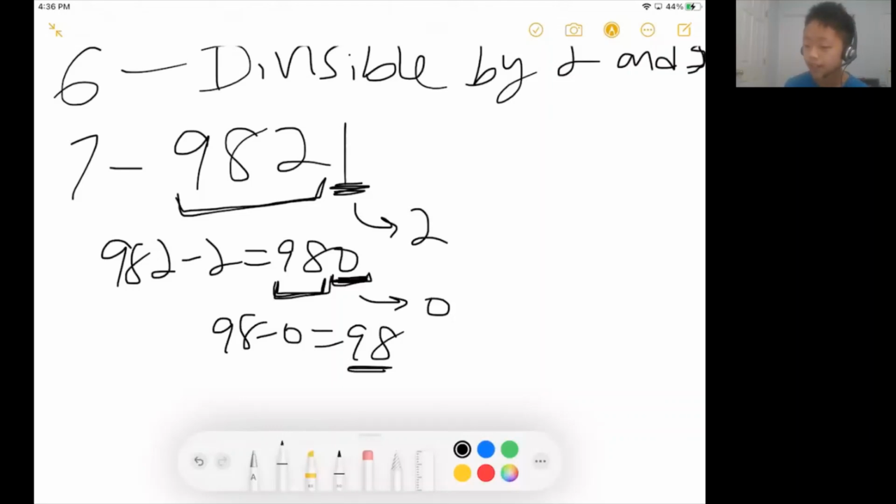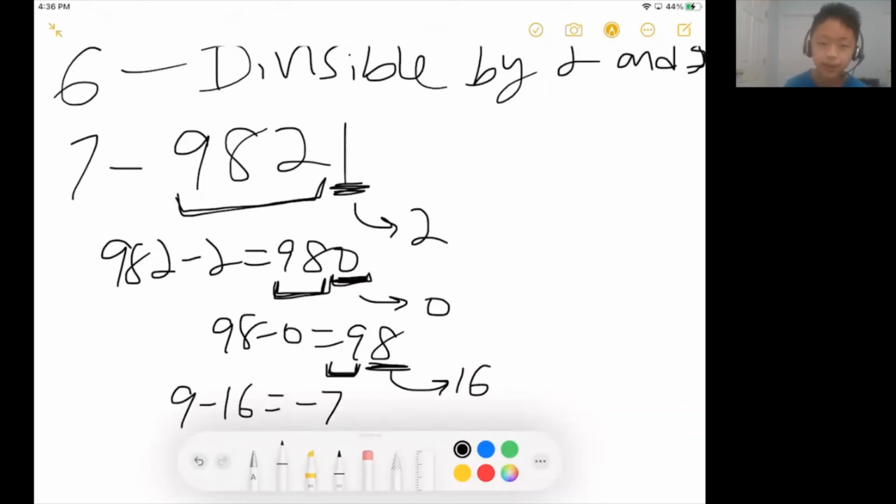Or if you wanted to continue this algorithm, you would take the last digit again and multiply by 2, you get 16. Then you take the remaining part of the number, which is 9, so you do 9 minus 16, which is -7. And clearly -7 is divisible by 7, so 9821 is divisible by 7. That's the algorithm for the divisibility rule of 7: you take the last digit, multiply it by 2, and subtract it from the remaining portion of the number, and you repeat this continuously until you can tell the number is divisible by 7.